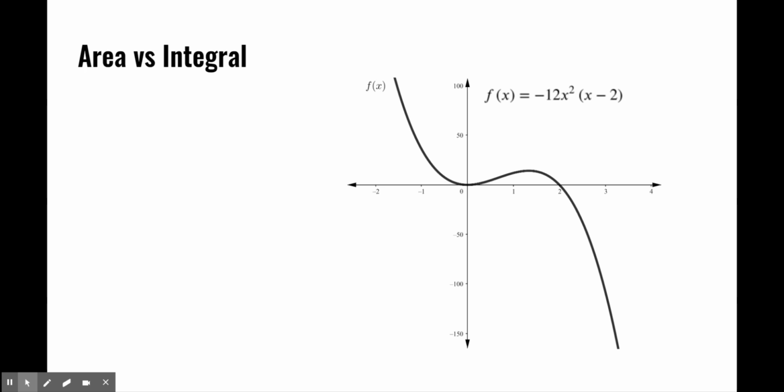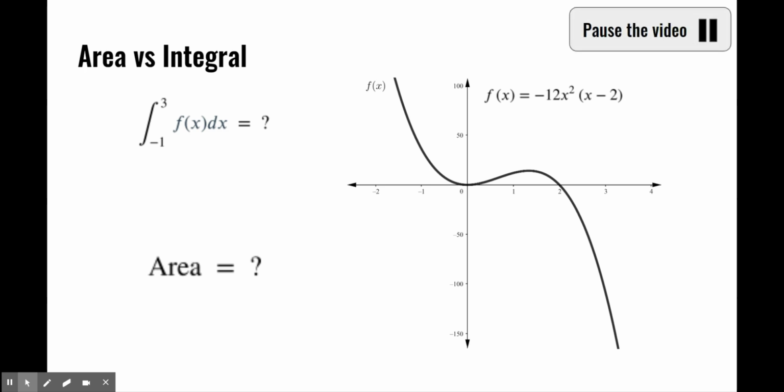Consider the function f of x equals negative 12x squared times x minus 2. Let's find two things. First, what is the integral of f from negative 1 to 3? And second, what is the area between f and the x-axis on this interval? Pause the video to consider the difference between these two questions and how you might approach each. Both have something to do with the area of various regions on the graph, where the zeros of the function play an important role in splitting up our integral into separate regions.